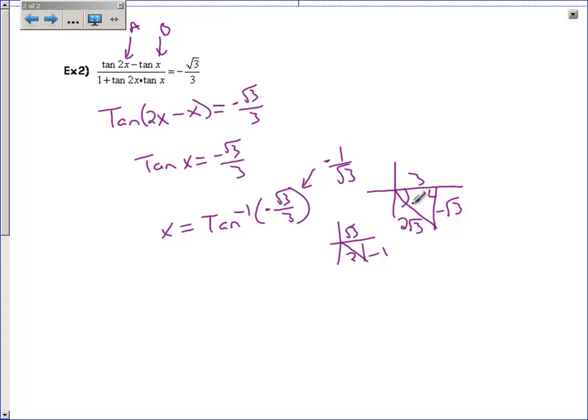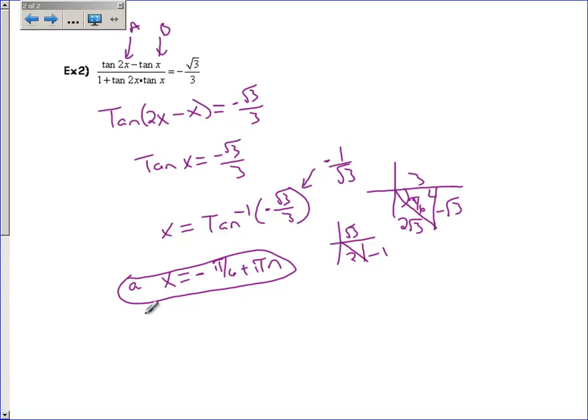Oh well, but this reference angle right here is across from the smallest side. That's a 30-degree angle, so that's pi over 6, and it's in quadrant 4, so that answer is negative pi over 6, and then plus pi n. Plus pi n only because it's tangent, and we don't need a second equation, so there's my answer for A.